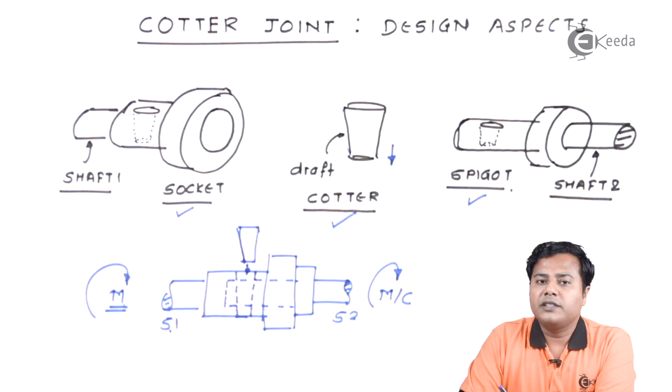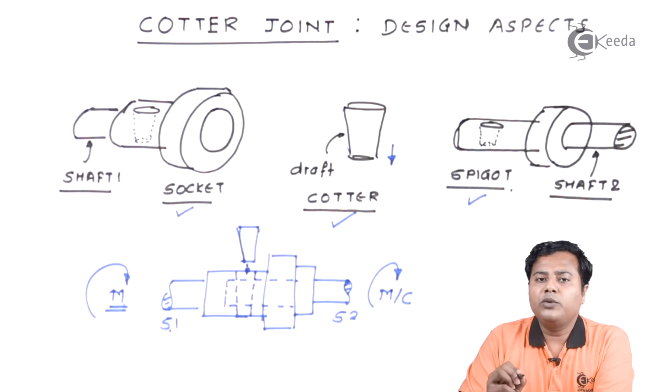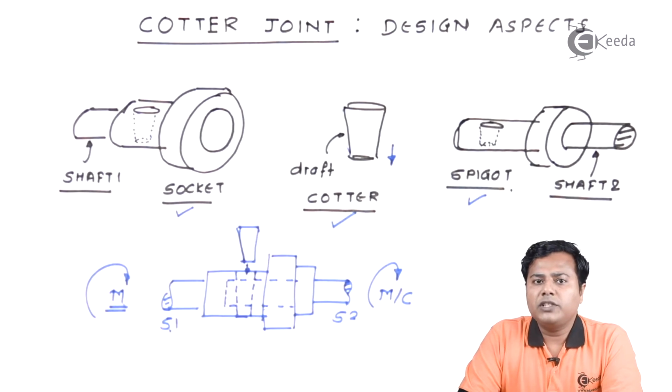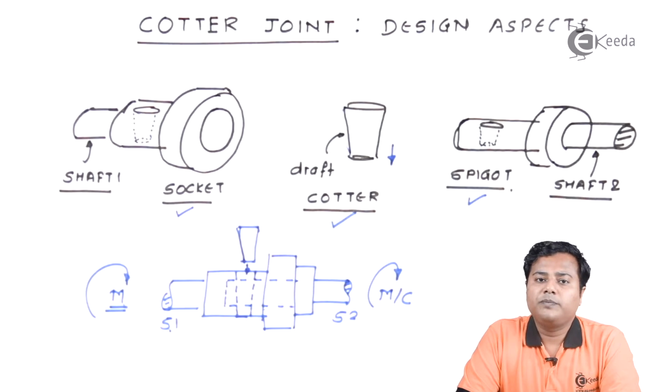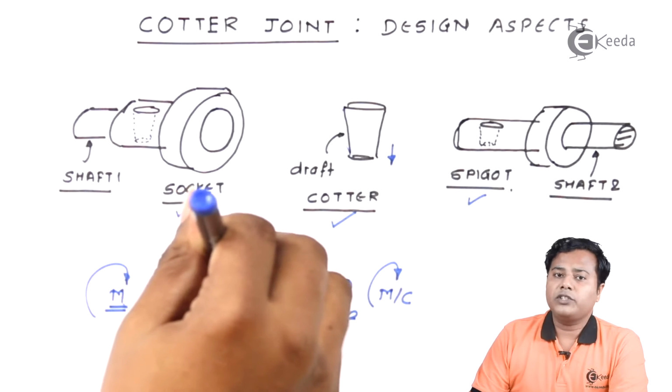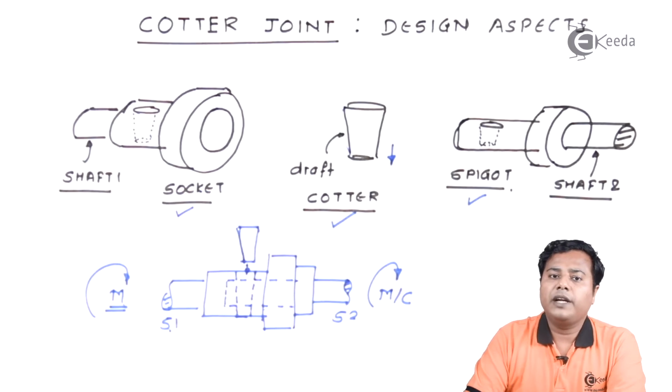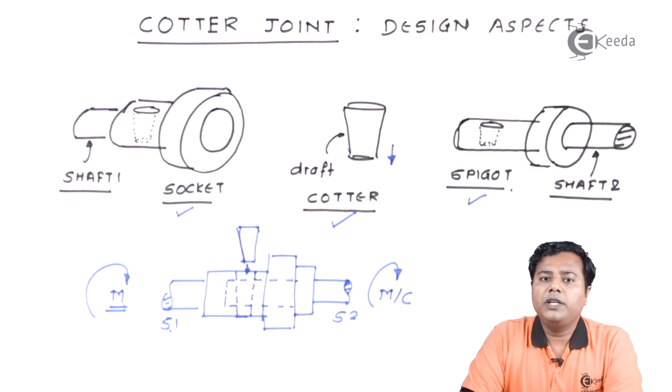Now why am I discussing this? Whenever you have to design some product, you have to see the functionality of that product. Depending upon the functionality of the product, we get an idea of its failure mode. Since now we know the functionality of this particular thing, we can define the failure mode of the product, that is, the Cotter spigot joint.